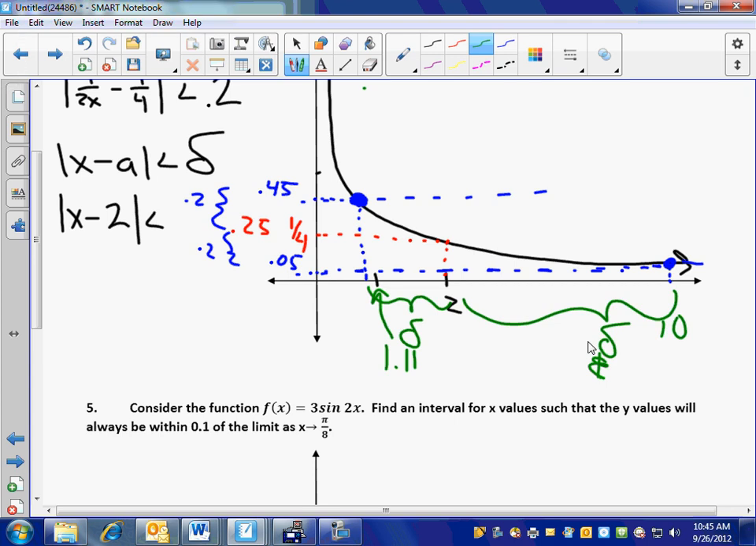Question. Yes, you can. You can solve it algebraically. Some of the functions that we get to, you won't be able to solve algebraically. This one you sure can.